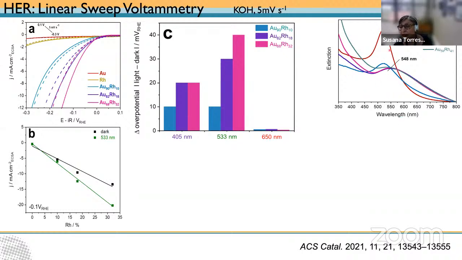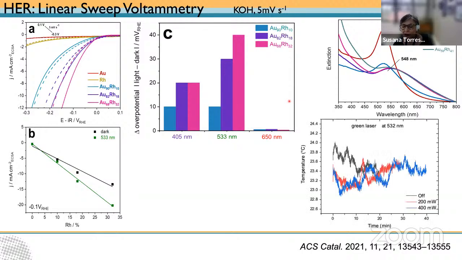We can see that when we illuminate with the green, that is in this region, we are at the maximum of the plasmonic absorption of these nanoparticles. When we illuminate with 400, we have also an effect. But when we illuminate with red, the plasmonic effect is lost, and we have no effect.